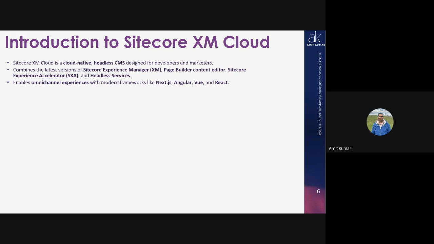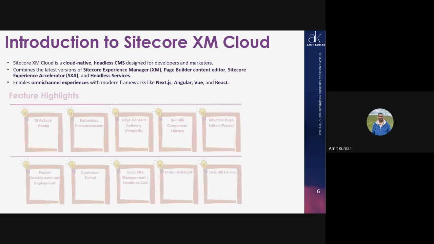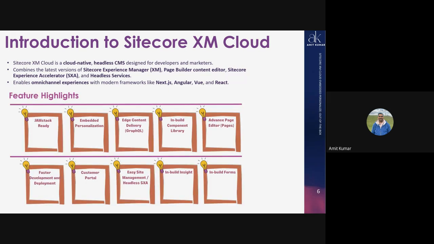And with the help of XM Cloud, you can implement omni-channel experiences, and you get the Next.js SDK, as well as Angular, Vue, and React, and also .NET Core, so you can utilize those. It's also Jamstack ready, right? And embedded personalization, which I am going to cover. And content will come from GraphQL.